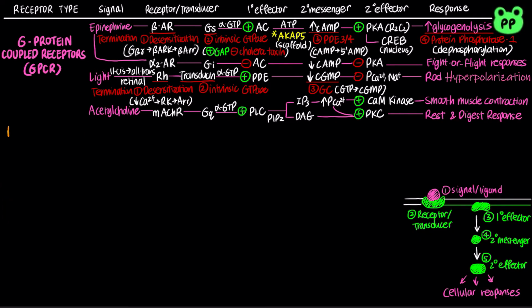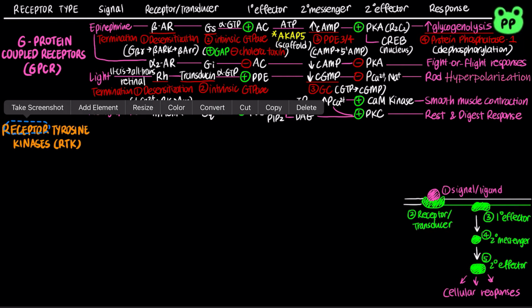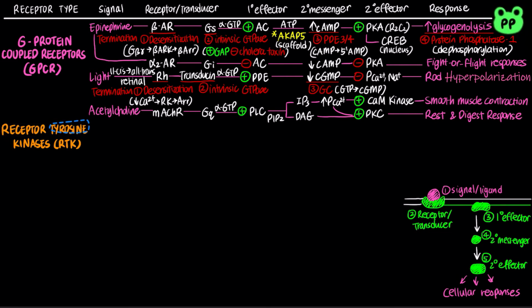A second major class of signal receptor is receptor tyrosine kinases, abbreviated as RTK, which is responsible for the signal transduction pathways of insulin and many other growth factors. The hormone insulin, produced by the pancreas when blood glucose level rises, is the primary anabolic hormone that promotes glucose uptake, glycogen synthesis, and fatty acid synthesis.